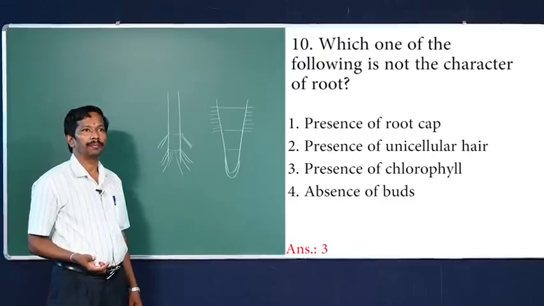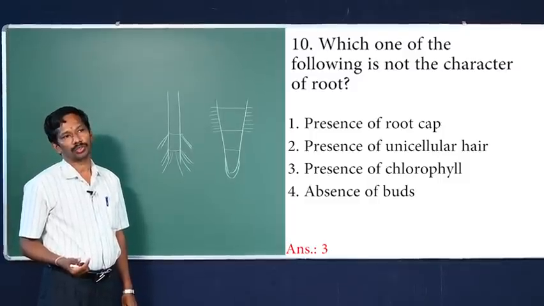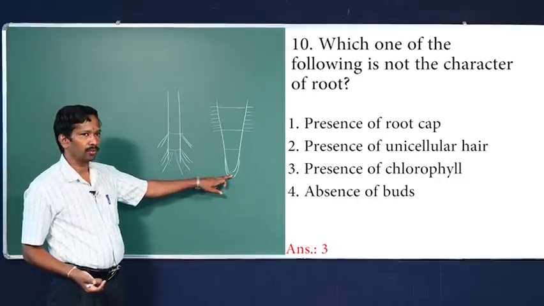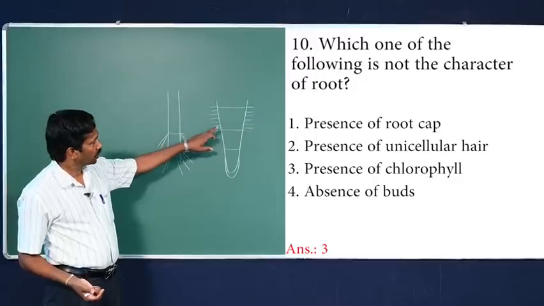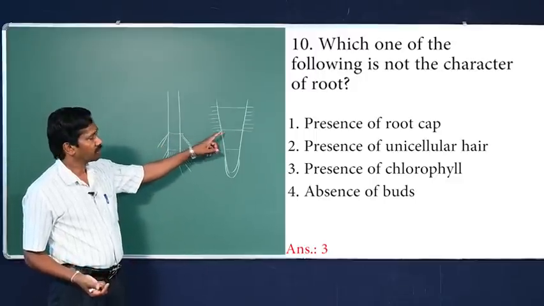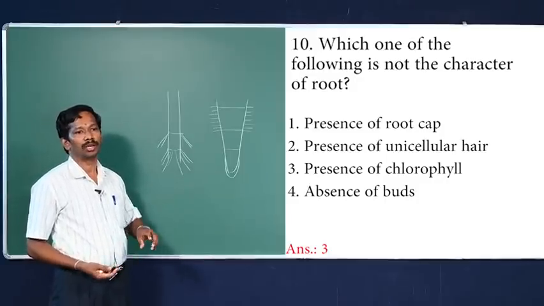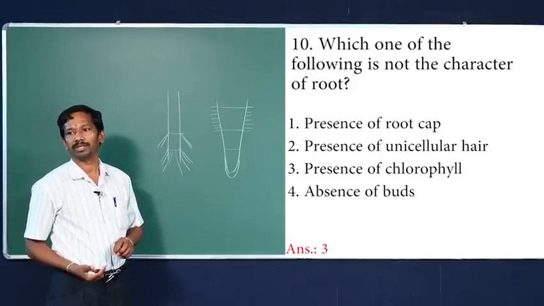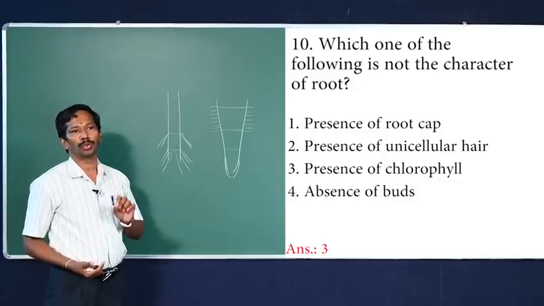Hence option number 10. Which one of the following is not a character of root system? First option, presence of root cap, that is a characteristic feature of root system. Presence of unicellular root hair, that is also a characteristic feature. Absence of buds is also a characteristic feature. But the third option, presence of chlorophyll, is the answer for the question. But this is an exception in certain plants like Tinospora, where an assimilatory root system is present, consisting of chloroplast. Hence it helps in photosynthetic activity.